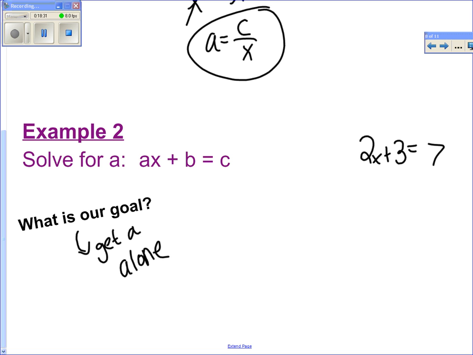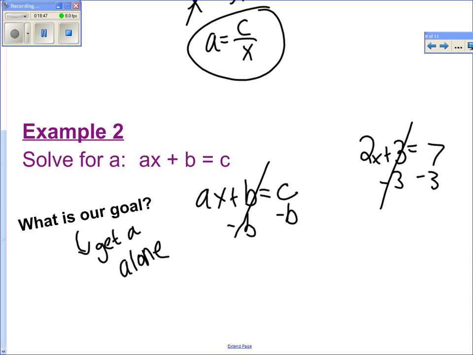And what would I do? I would subtract 3 first. So I would probably subtract b first. So let's do that together. I'm going to do it simultaneously or side by side. Subtract b, subtract b. It's going to cancel here, which means it's going to cancel here.